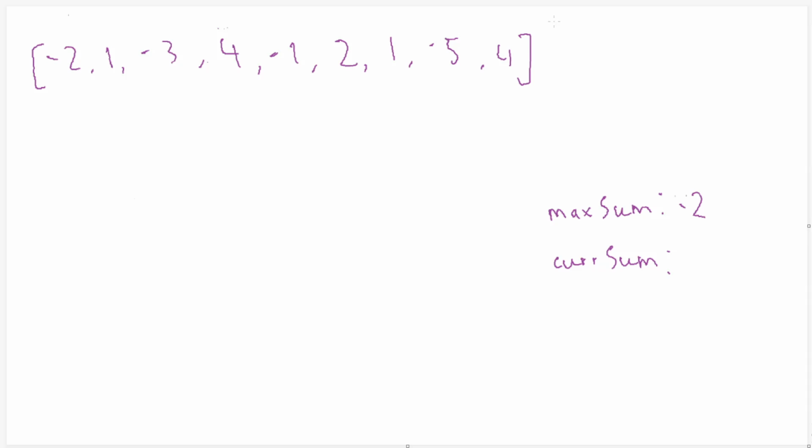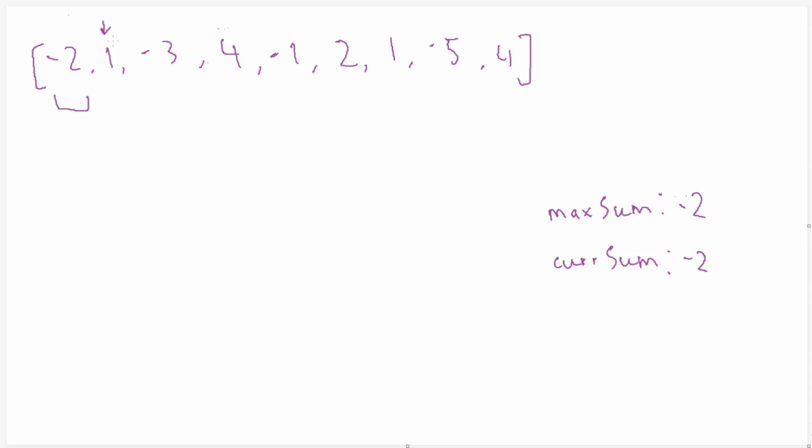So let's go through this step by step. Max sum is going to be equal to -2. Current sum is going to be equal to 0. Our back pointer is going to start here. Our current sum is 0. We add this to our current sum, and we see that it is now -2. Because this is the only value we've looked at so far, this is our subarray right now. And we are just going to move on.